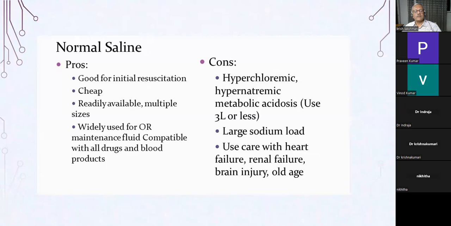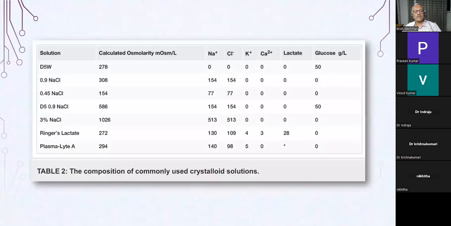You go back, Nikitha. Let us see what the table showed. Can you see that? D5.9 NaCl is your DNS. So how much sodium does it contain? 154 milligrams per liter. Remember, this is per liter. So how much sodium are you giving?